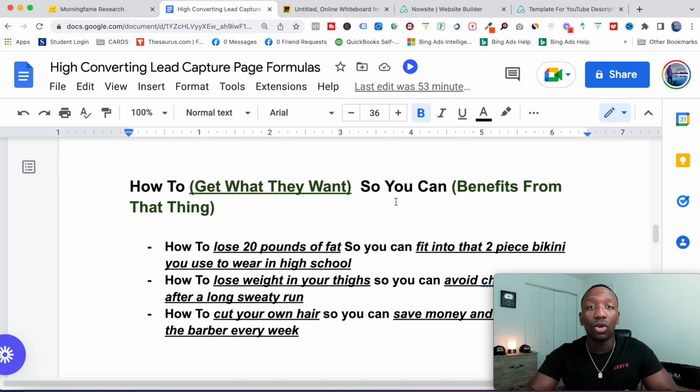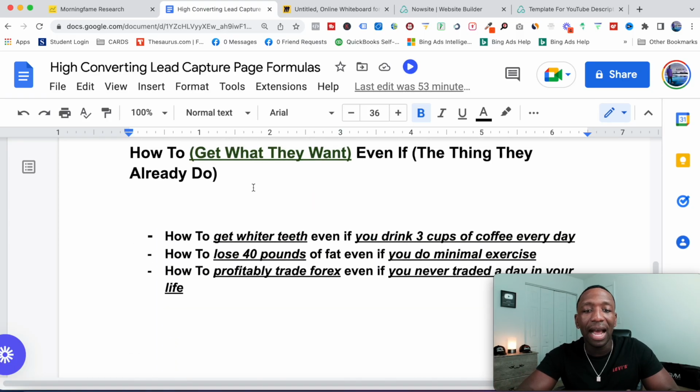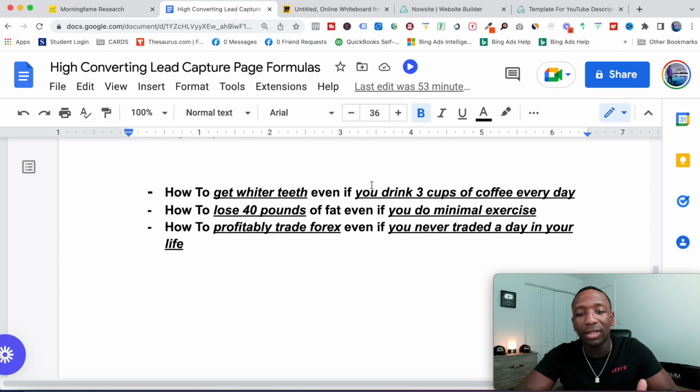How to, so you can get whatever that benefit is. Now let's take a look at the next one. Okay, so how to get what they want even if the thing they're already doing. So what are they already doing that they don't really want to stop doing, and you can show them a way to be able to keep doing that thing and still get the result that they want. So right here, how to get whiter teeth even if you drink 3 cups of coffee every day. How to lose 40 pounds of fat even if you do minimal exercise. So obviously they want to lose 40 pounds and they want to do it with minimal exercise. They don't want to be running and doing all this massive amount of things that they're going to have to do, right?